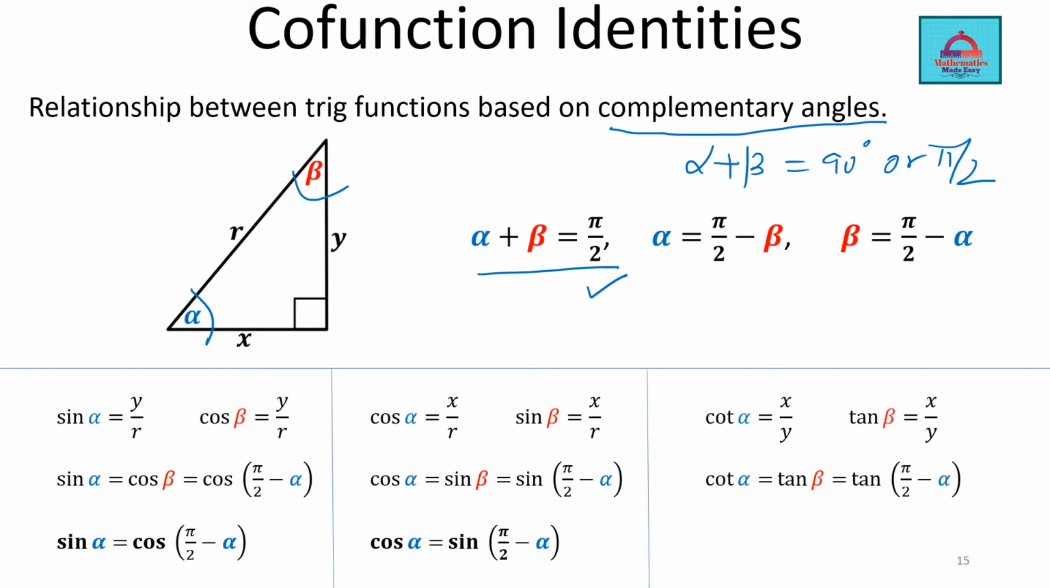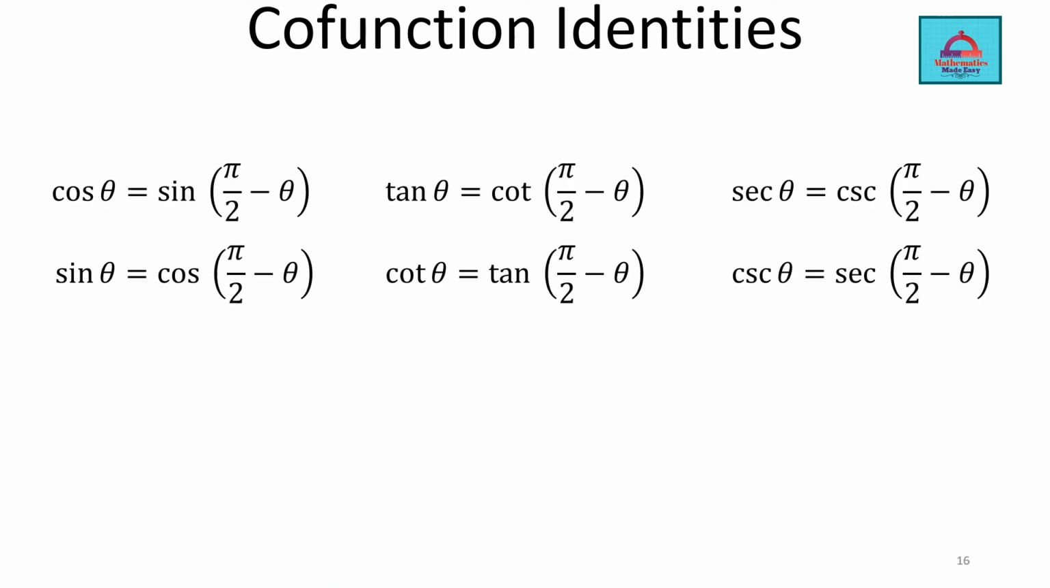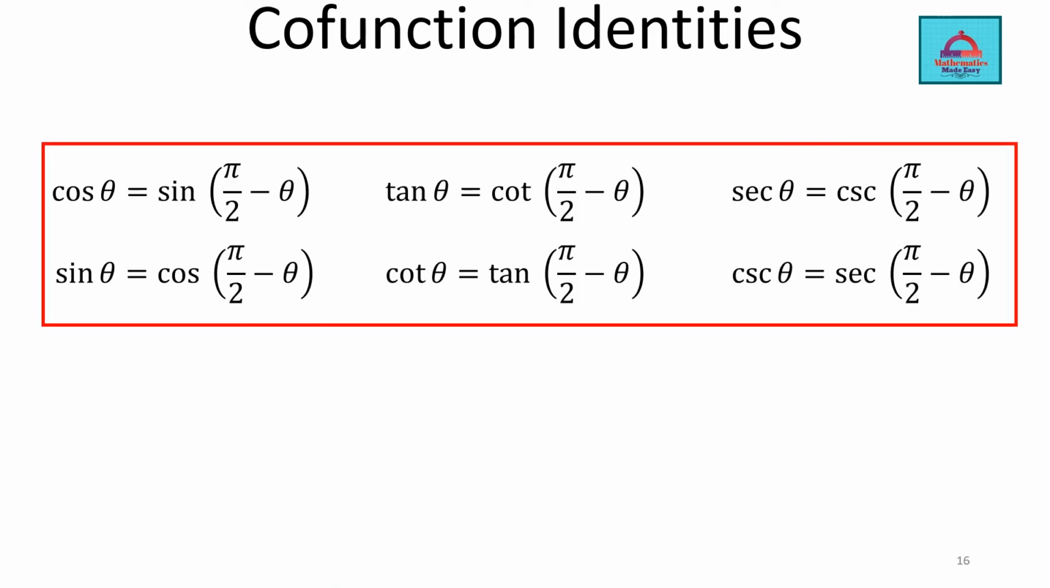Next is for cot and tan. They also share the same relationship. Cot is the complement of tan, or cot alpha is tan of pi by 2 minus alpha. So all your cofunction identities, 6 of them, in totality come out to this. So what we can say, let's just summarize from number 1 and number 2.